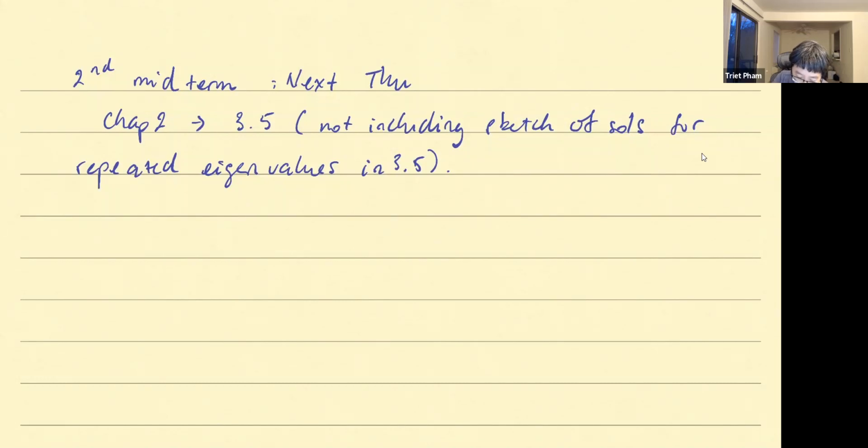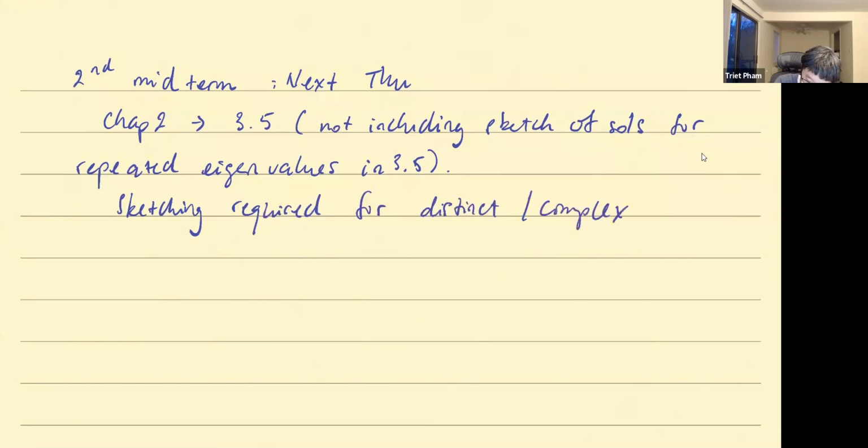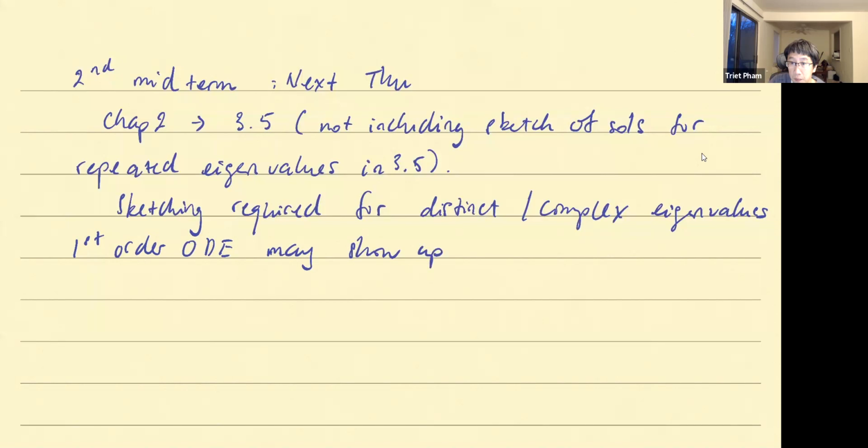But sketching is still required, and may show up for distinct or complex eigenvalues, okay? For that matter, first order ODE may show up, simply because you may have to solve for one single equation.